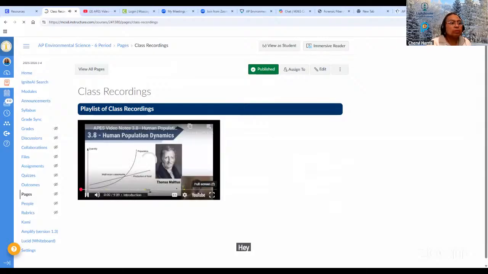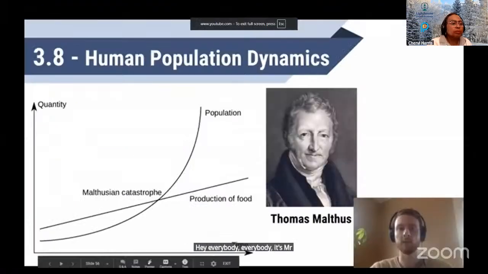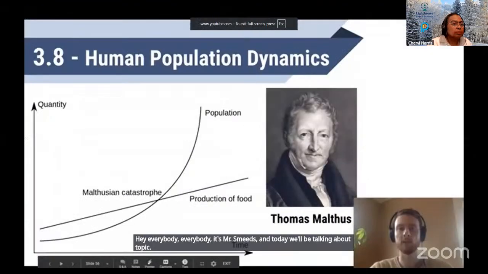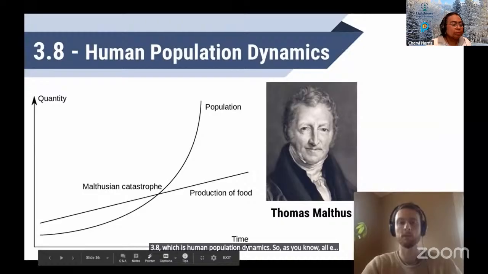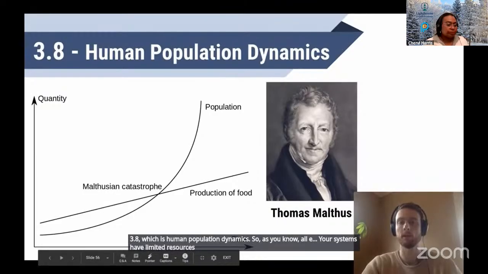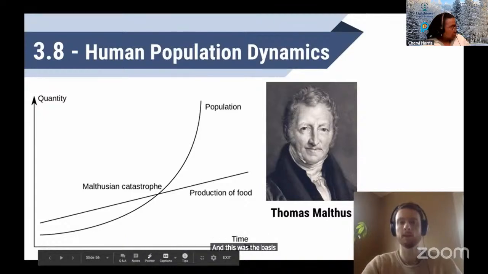Hey everybody, it's Mr. Smeeds, and today we'll be talking about topic 3.8, which is human population dynamics. So, as you know, all ecosystems have limited resources, and so all populations must hit a carrying capacity at some point. And this was the basis for a theory put forth by English economist Thomas Malthus in 1798.